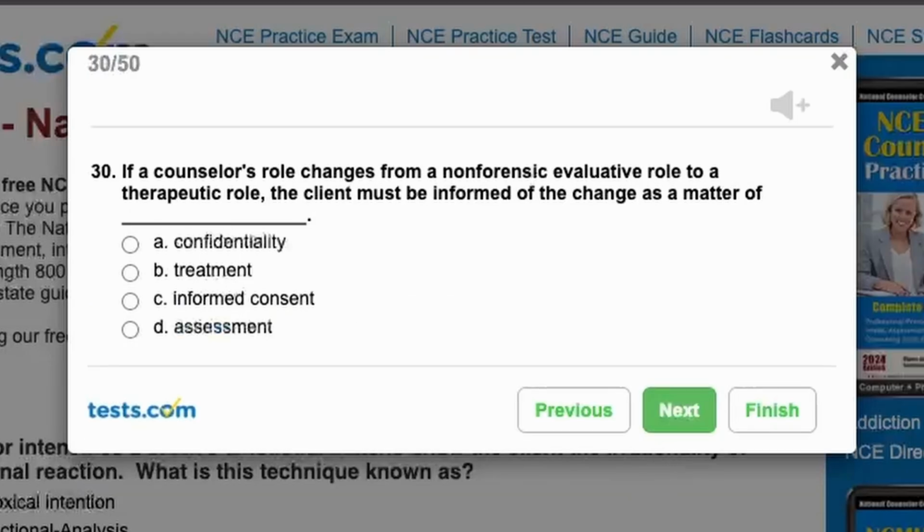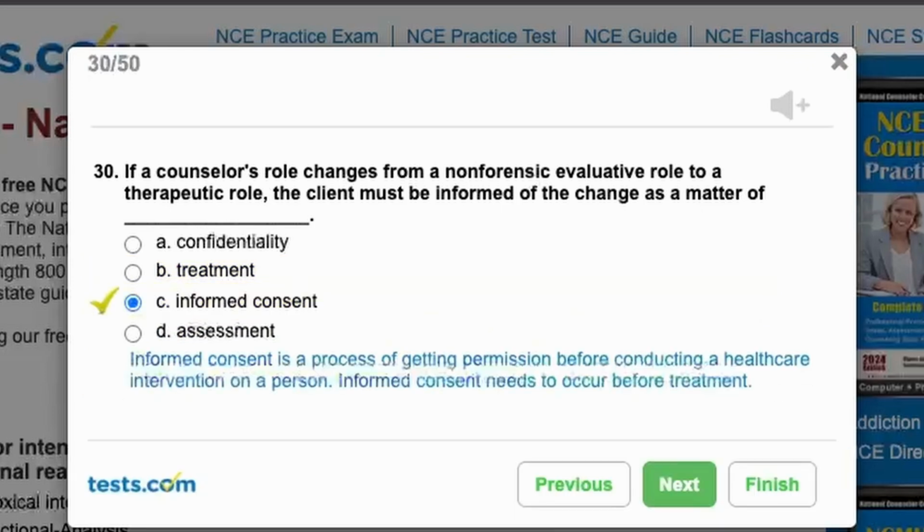If a counselor's role changes from a non-forensic evaluative role to a therapeutic role, the client must be informed of the change as a matter of A. Confidentiality, B. Treatment, C. Informed consent, or D. Assessment. C. Informed consent is a process of getting permission before conducting a healthcare intervention on a person. Informed consent needs to occur before treatment.